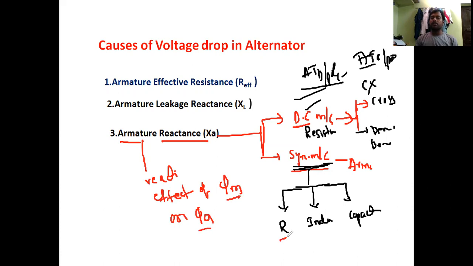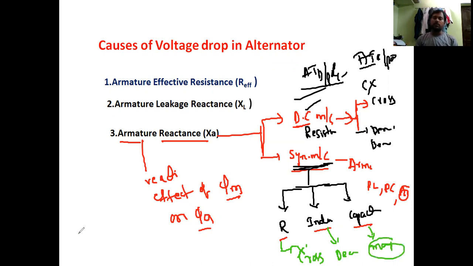This effect depends on resistive load, inductive load, or capacitive load, or a combination of RL, or RC, or RLC. Because of the resistive load, the cross magnetization effect is expressed; because of the inductive load, the demagnetization effect; and because of the capacitive load, the magnetization effect takes place. For example, with an RL load, R gives cross magnetization, L gives demagnetization, and both effects take place.